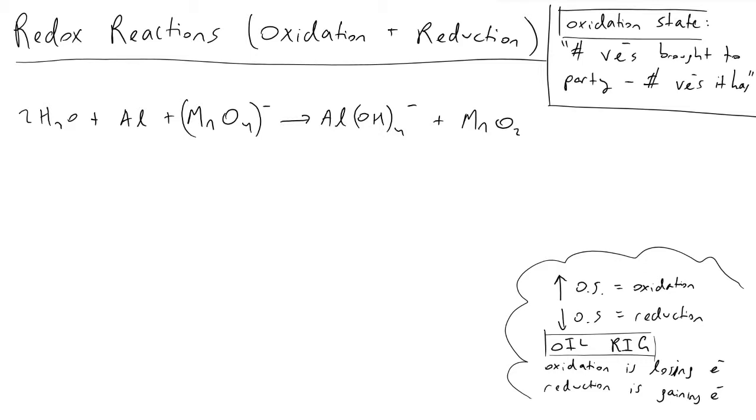state. And the way I like to think of oxidation states is a quote that my chemistry professor had, which was, it's the number of valence electrons that an atom will bring to a molecule minus the number of electrons it will have once it's in that molecule.